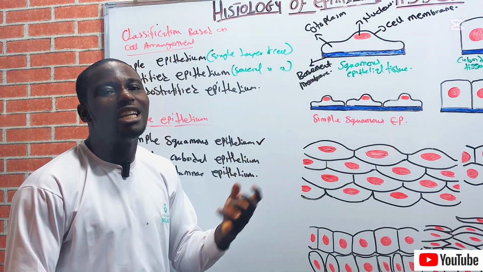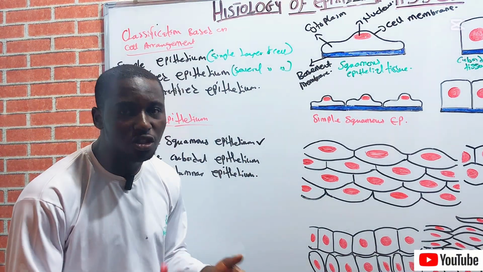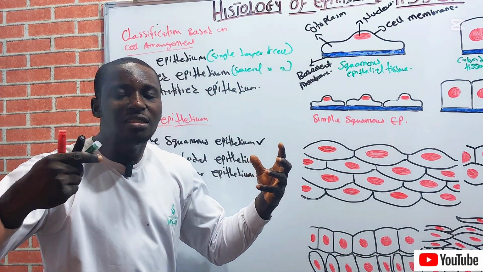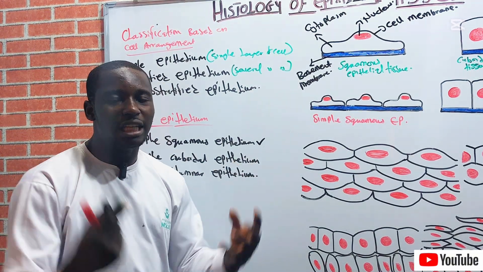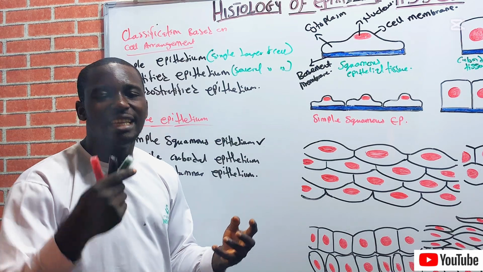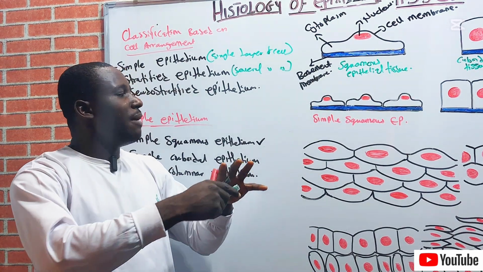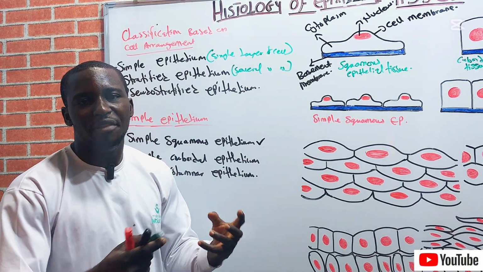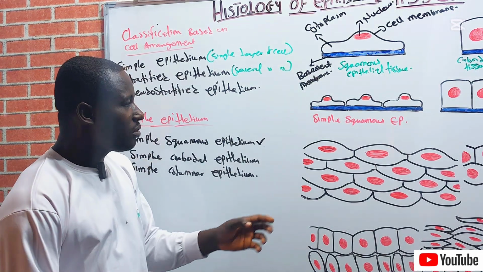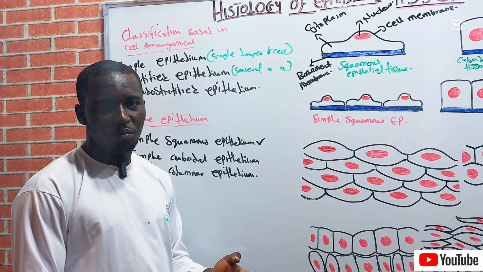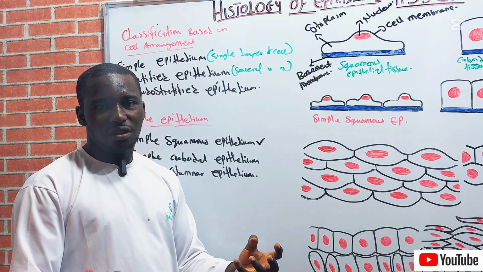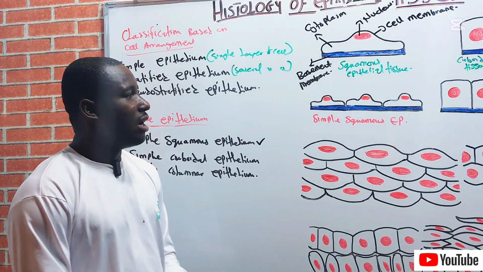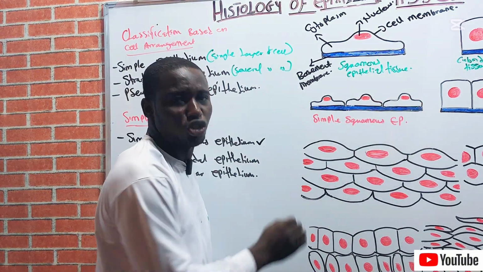Why can it be called a simple pavement epithelium? Because their cells fit closely together, thereby forming a very thin and smooth membrane, thereby increasing the activity of diffusion. You get? So that is why they can be called a pavement epithelium, because the cells fit closely together, forming a pavement stone or a paving stone. As you can see here, there forms a paving stone-like appearance.